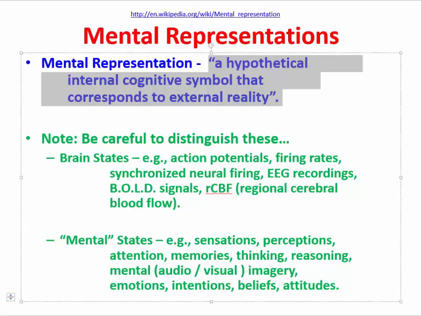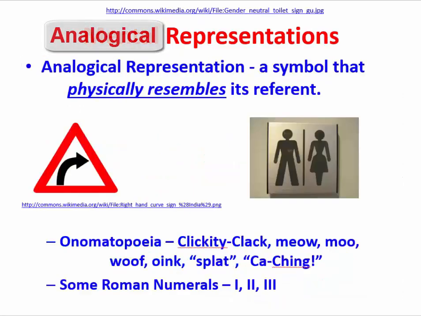Psychologists who study mental representations often distinguish between two broad categories of representation. One is called the analogical representation, and the other is called the symbolic representation. Let's take a look at each in turn. We can define analogical representation as a symbol that physically resembles its referent, and that's where our emphasis is, on the physical resemblance. So let's take a couple of examples.